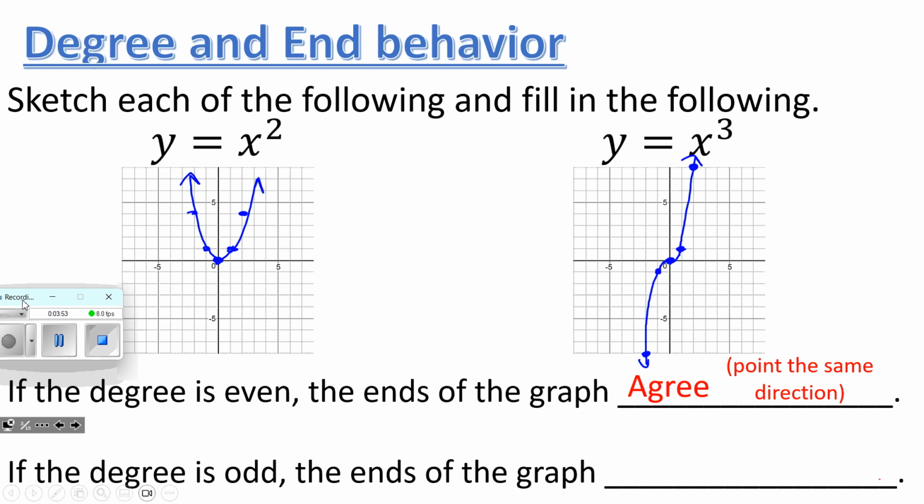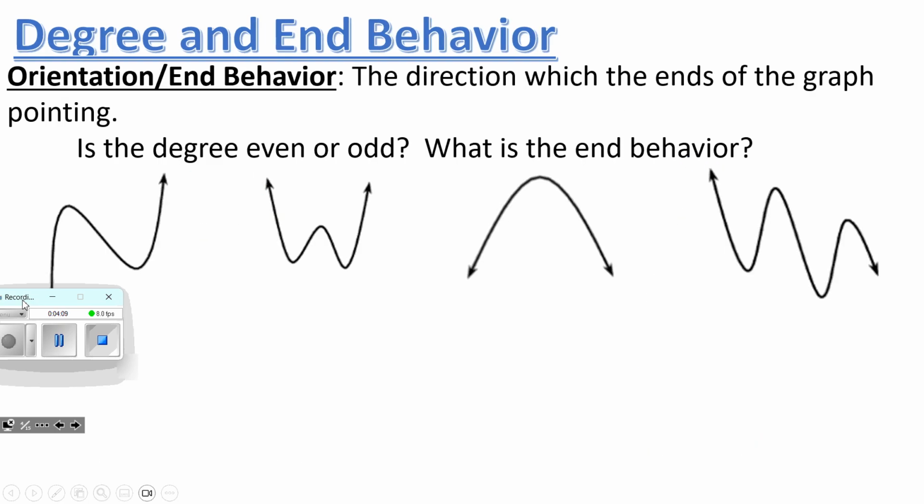And then on the other side, here we've got a cubic, an odd degree. Every odd degree, the ends of the graph, I say they disagree. So they point opposite ways. One goes up and one goes down, left and right. All right, so let's use that on some specific examples.